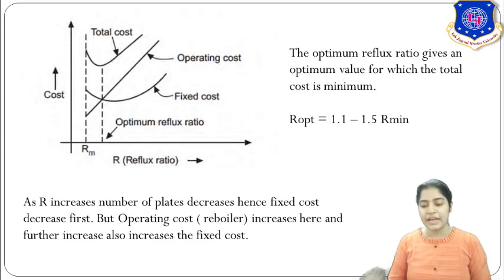So analytically, R optimum is 1.1 to 1.5 times your R minimum. In the exam they can ask you to find the optimum reflux ratio. So first you have to find the minimum reflux ratio, and then you have to use this equation: your optimum reflux ratio is 1.1 to 1.5 times your minimum reflux ratio.